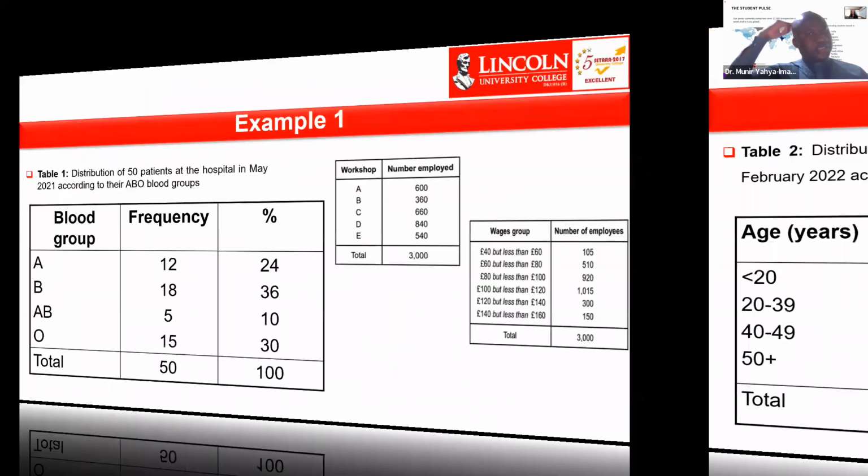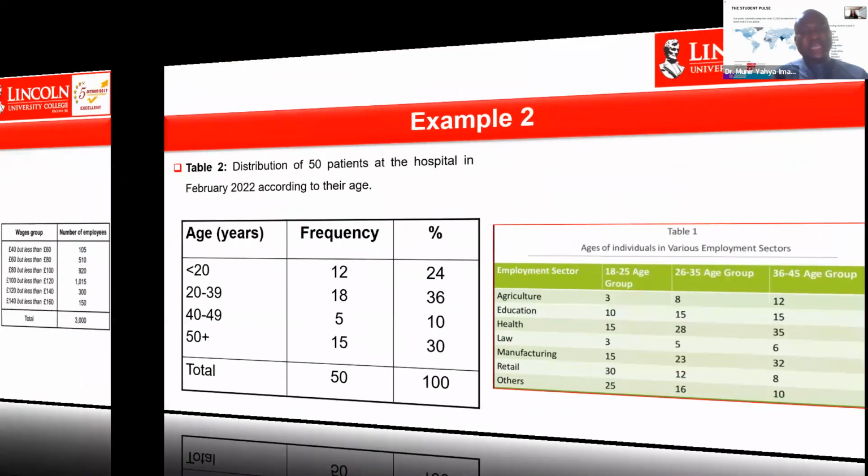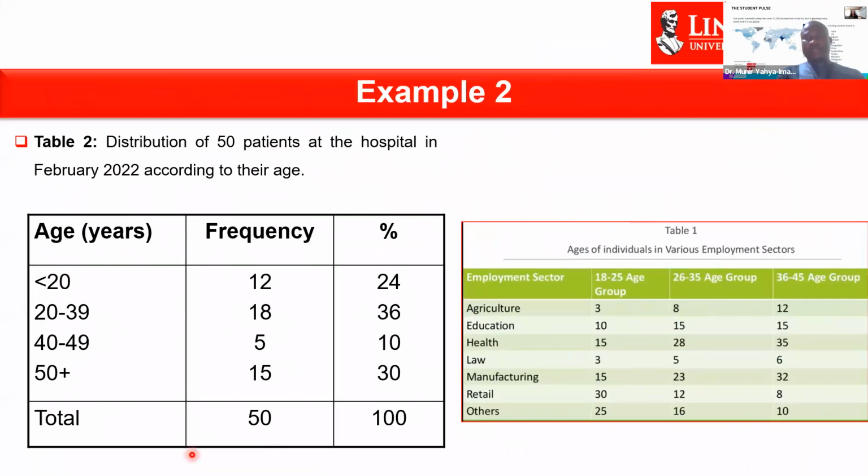Then it can be a little bit more complex compared to the previous one I just showed. So you can have something like Table 2, distribution of 50 patients at the hospital in February 2022 according to their age. Then you can have something like this. I can also have it this way. But the most important thing is that the caption of the table must come at the top. The caption of figures comes beneath, under the figure, while the caption of a table is at the top of the table.